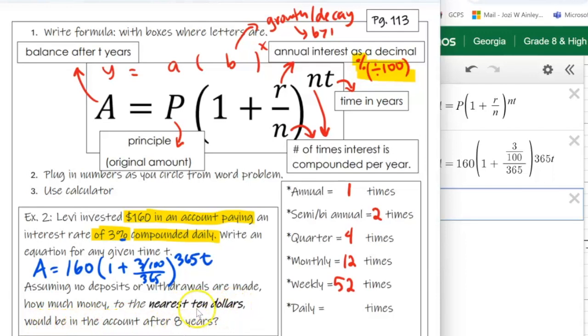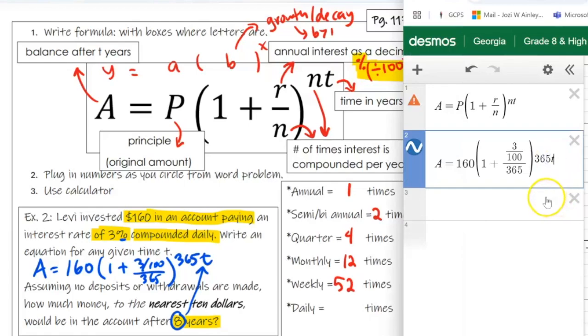All right, assuming no deposits or withdrawals are made, how much money to the nearest $10 would be in the account after 8 years? Okay, so what does 8 years signify? 8 years is your time. All I would do is put this 8 where my time is. So I'm going to come right back to my equation, and it's supposed to be times 8.